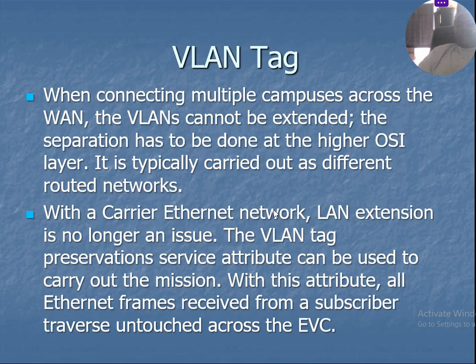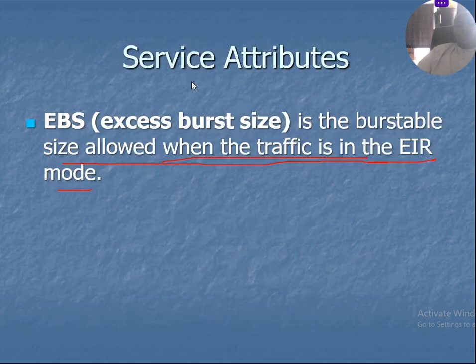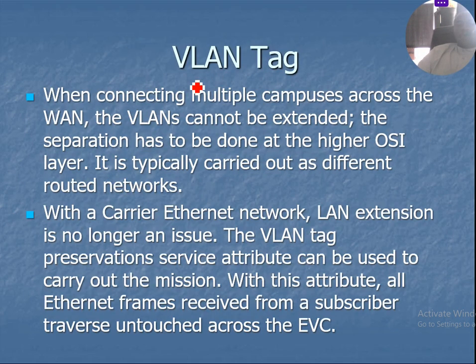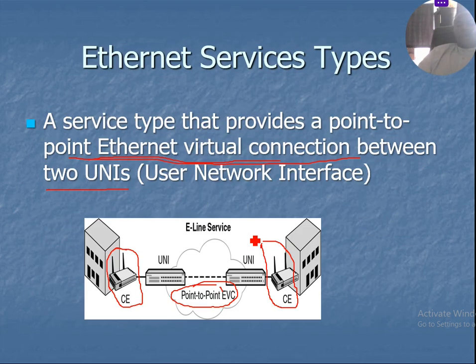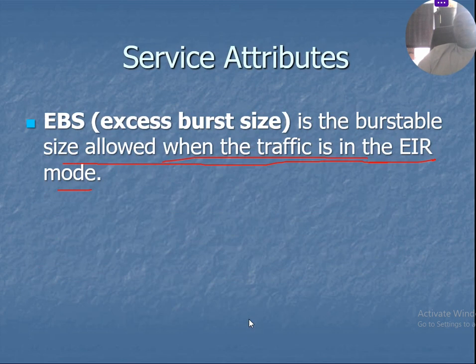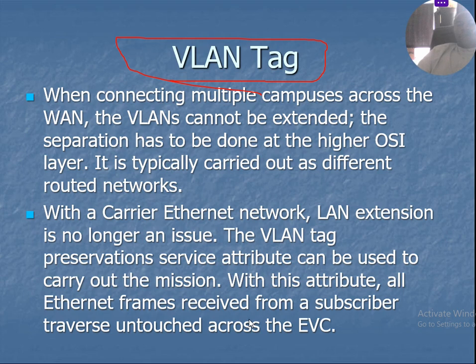Okay, the VLAN tag. We finished all the service attributes. Now let's talk about the VLAN, virtual local area network tag. Just now we saw the point-to-point EVC, Ethernet virtual connection. There was no wiring within this place; it's worldwide. Now let's take a look at the VLAN tag and what the virtual connection is all about.